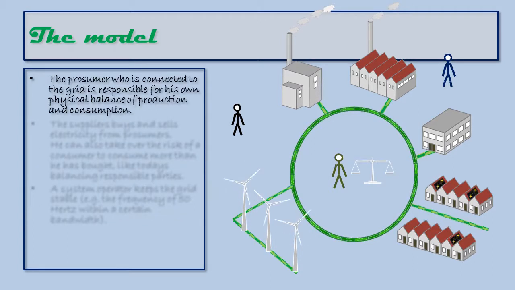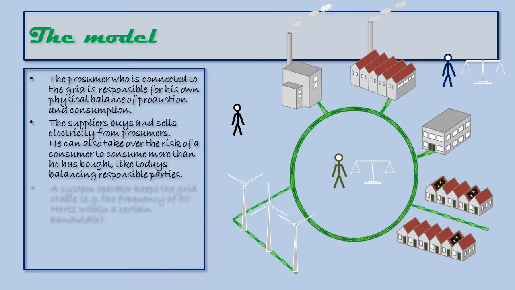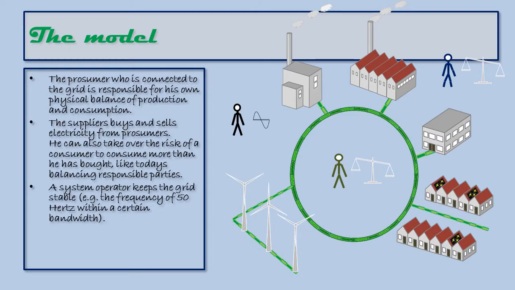The prosumer who is connected to the grid is responsible for his own physical balance of production and consumption. The supplier buys and sells electricity from the prosumers. He can also take over the risk of a consumer to consume more than he has bought, like today's balancing responsible parties. The system operator keeps the grid stable. For example, he keeps the frequency of 50 Hz within a certain bandwidth.